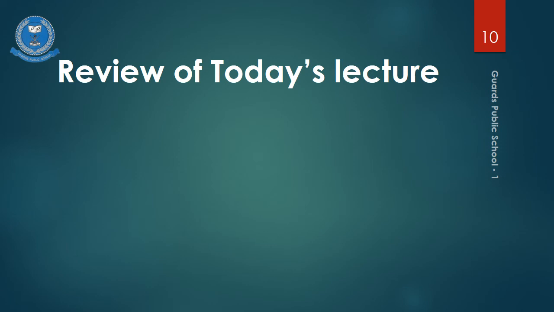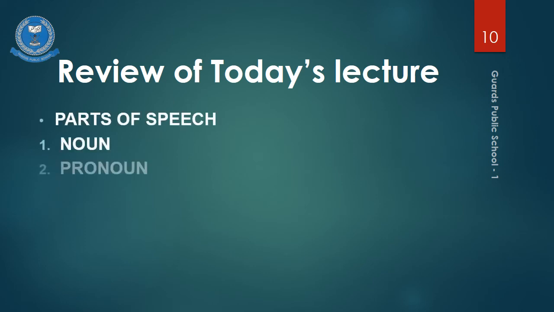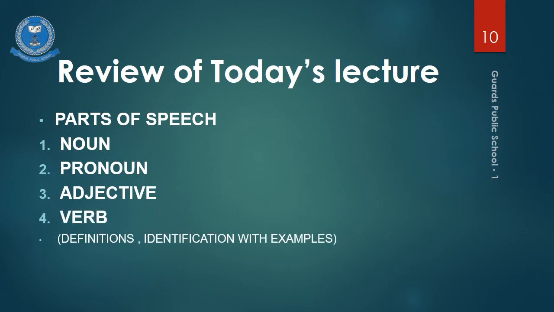Review of today's lecture. In today's lecture, we discussed four parts of speech. These are noun, pronoun, adjective, verb. Nouns are the naming words. Pronoun is used in the place of a noun. Adjective describes the above parts of speech, noun or pronoun. It adds to the meaning of a noun or pronoun. Verb is a word or group of words that shows an action, an event, or a state.